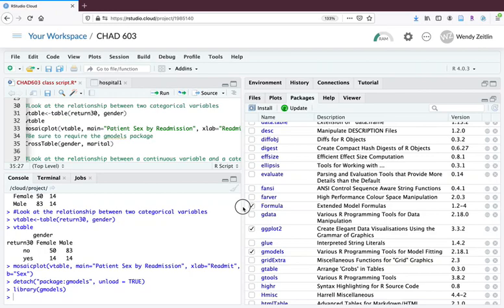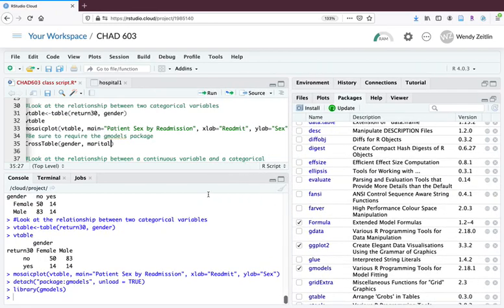So it seems to be easier to read, from my estimation, if the variable with more categories goes in the rows. It'll just be easier to read. But gender has two categories, and our variable return 30, which we're going to put in here, also only has two categories. So it doesn't matter in this case.